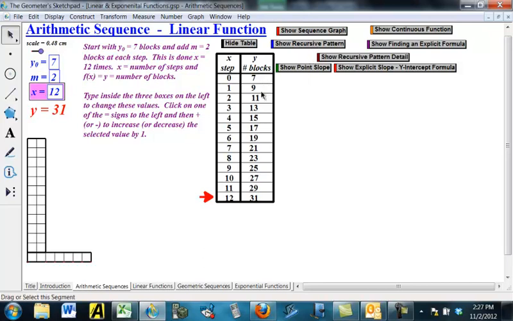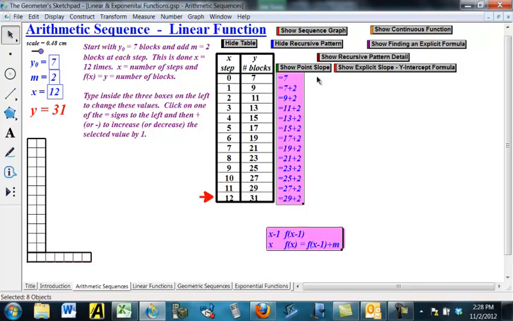Well, how did we get from 7 to 9? We just added 2. So we have a nice little recursive pattern. We start with 7. To get 9, we get 7 plus 2. To get 11, we get 9 plus 2. And then once we add 2 to that, we get 13, and so forth. So we have a recursive formula that says the 0th step has 7 blocks, and then f of x equals f of x minus 1 plus m. So this m is the common difference, or delta y when delta x is 1. And of course we also know that's a slope.